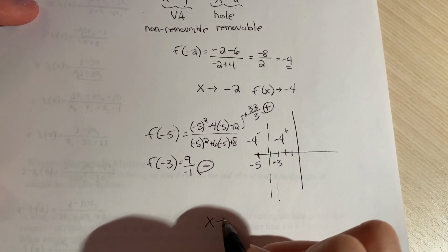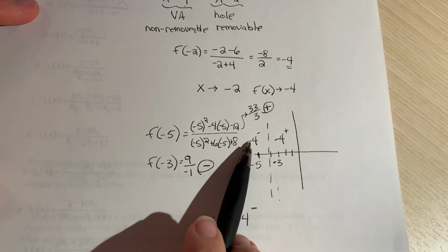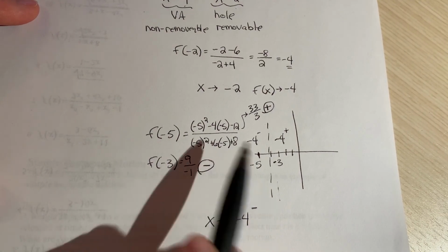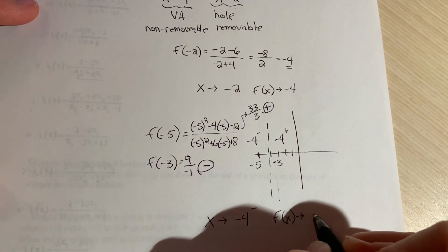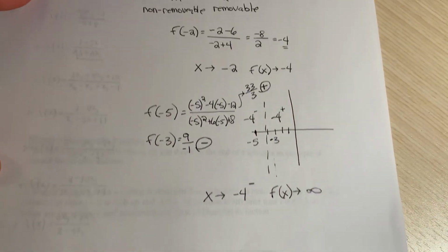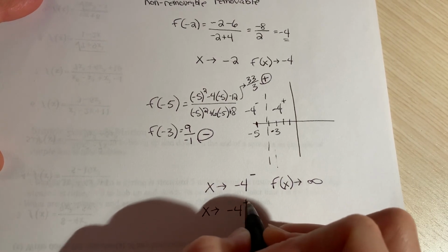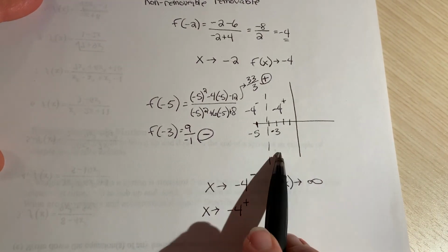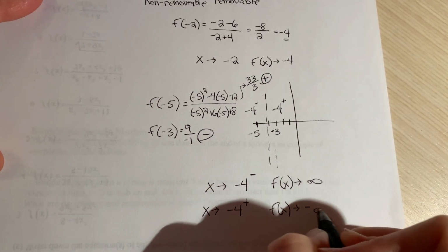So as x approaches -4 from the left, that was when I substituted in -5, I got a positive number, so f of x approaches infinity. When x approaches -4 from the right, I got a negative number, so f of x approaches negative infinity.